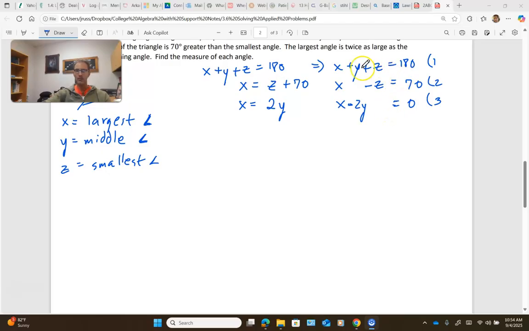And that's exactly what I'm going to do. I'm going to combine equations 1 and 2. I'm going to rewrite them over here. I'll just put it right here, I guess.